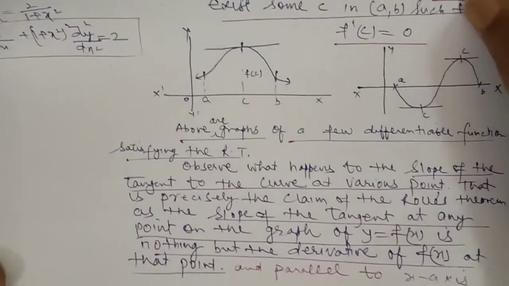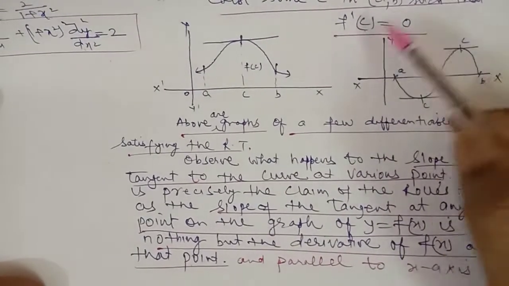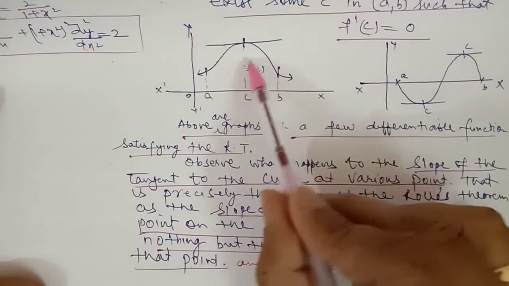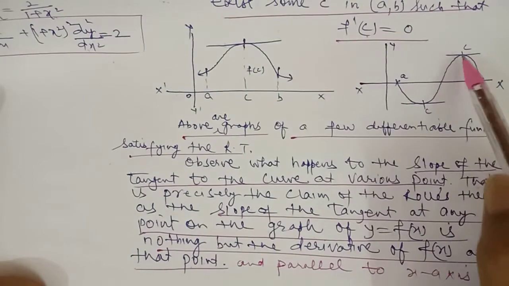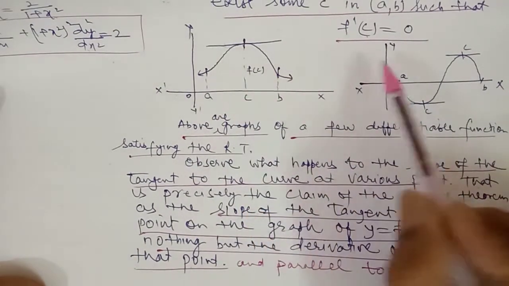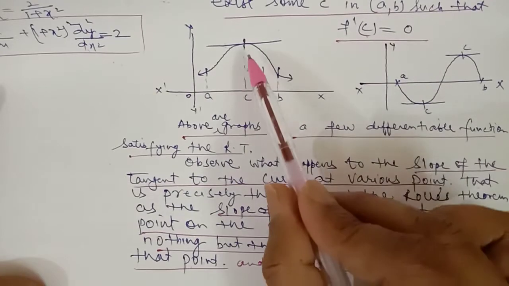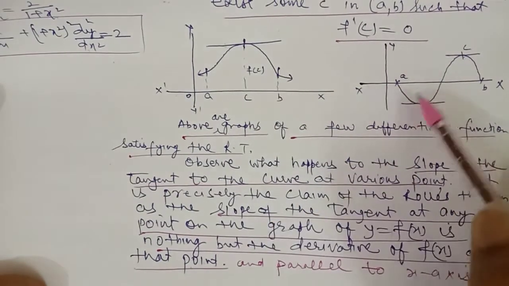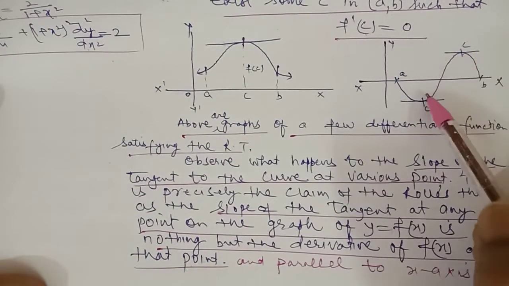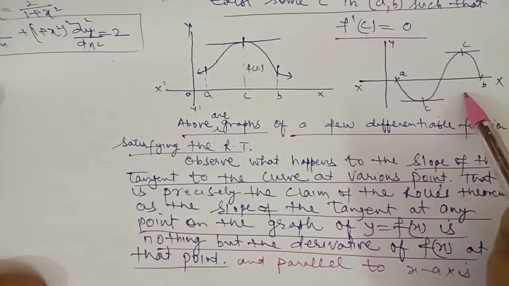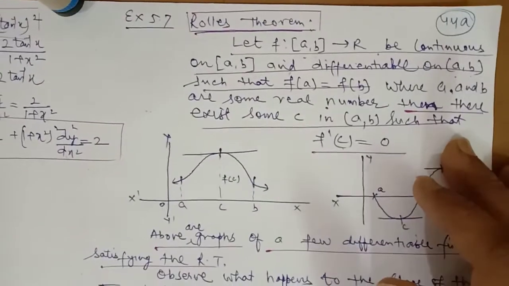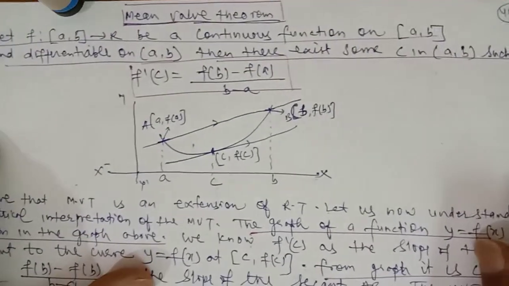This is the geometrical meaning of Rolle's theorem. On this graph, in the open interval (a, b), there is at least one point such that the tangent is parallel to the x-axis. Suppose this point is c; if we draw a tangent at this point, it will be parallel to the x-axis. Let us take another graph, where there are 2 points c at which the tangent will be parallel to the x-axis. This is the geometrical meaning of Rolle's theorem.